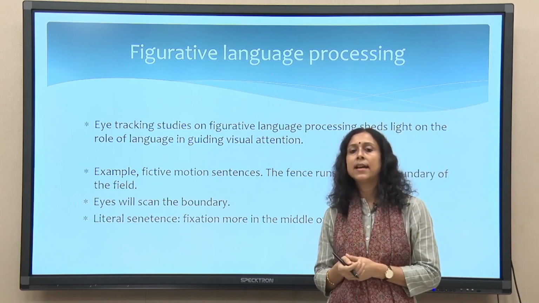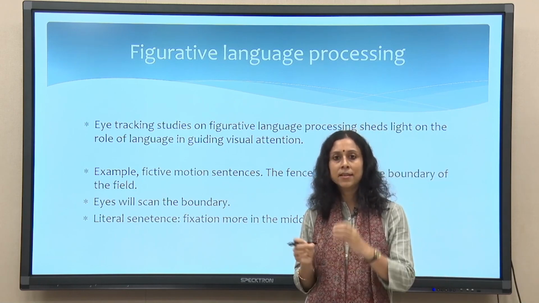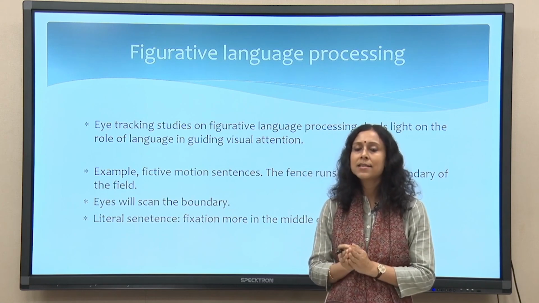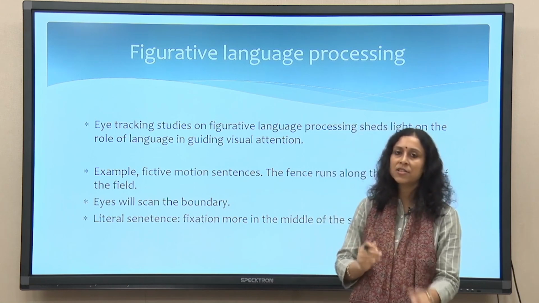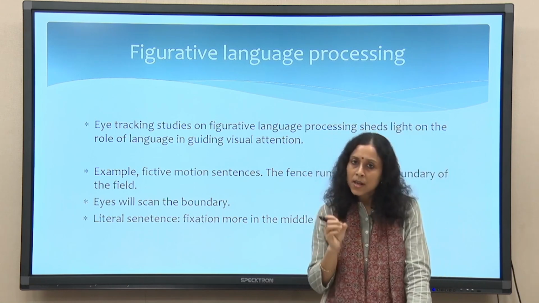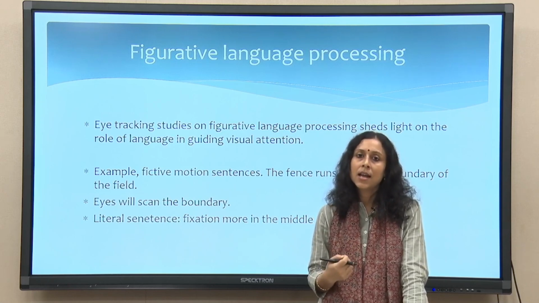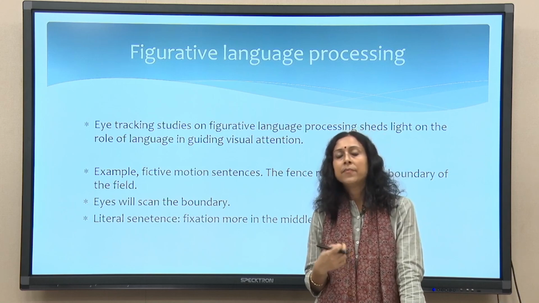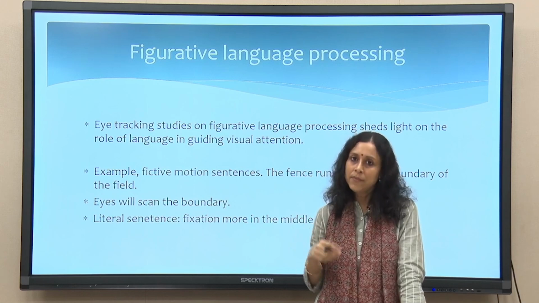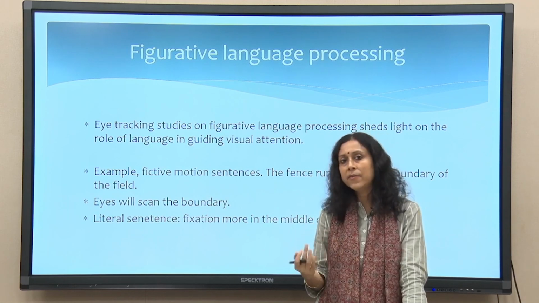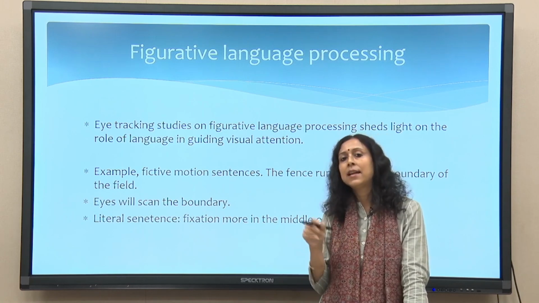The remarkable finding is that when the scene is accompanied by a literal sentence simply saying that it is there, then the eye movement fixates on the middle of the scene, more often than not. So, the fixation duration is higher, with more focus on the center of the picture. However, when the same scene is accompanied by a fictive motion sentence, the eyes actually scan along the trajectory of the thing that is mentioned, be it a fence, a river, a road, or whatever. So, you will see more fixations along the trajectory than in the center.